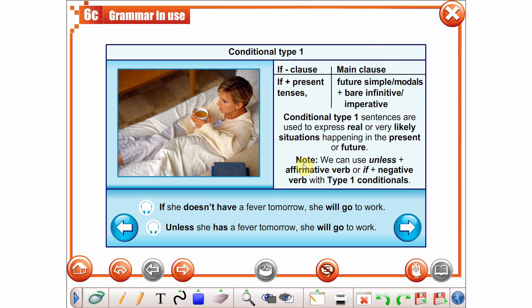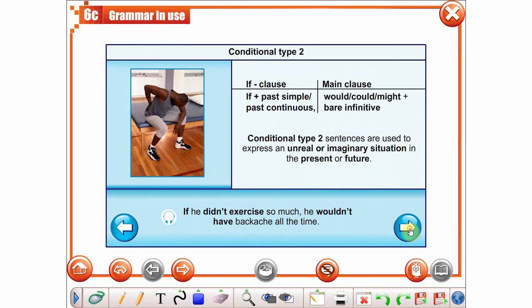Now the conditional type 1. In conditional type 1, it's the same as conditional type 0. If is followed by present tenses, but the main clause should be future simple or modals plus infinitive. For example, if she doesn't have a fever tomorrow, she will go to work. Look here, if she doesn't have, this is present simple; she will go to work. Will go, will plus infinitive. And we can use unless instead of if. Unless she has a fever tomorrow, she will go to work. This is the first type.